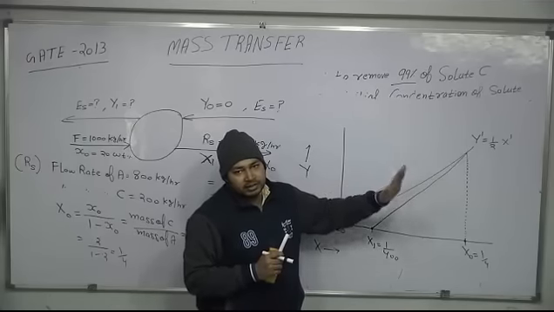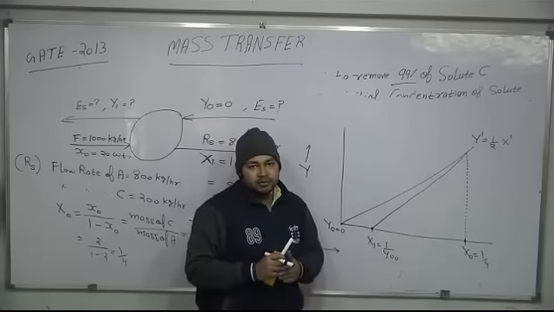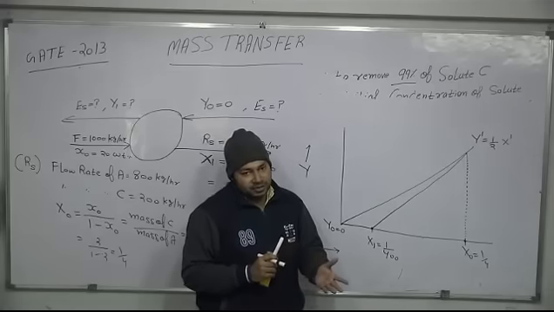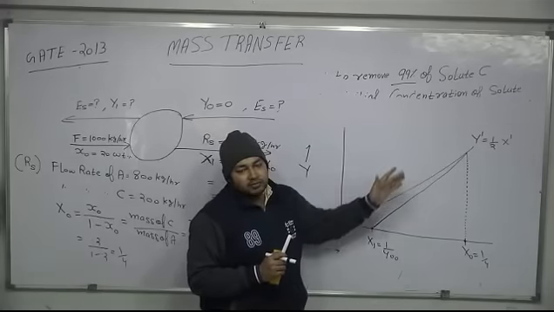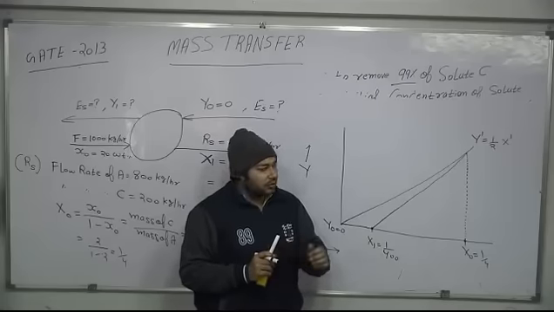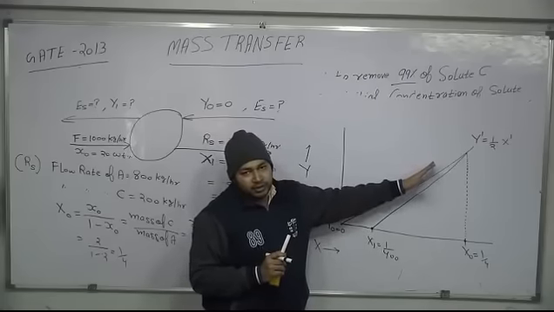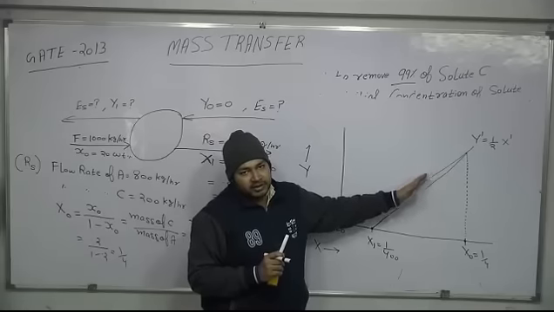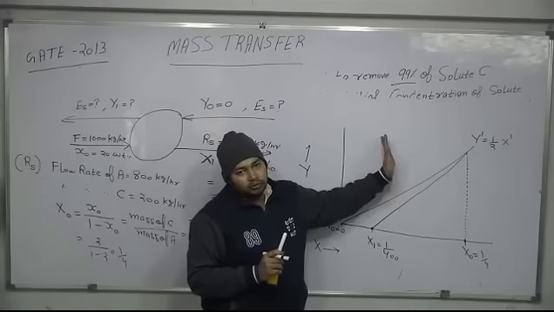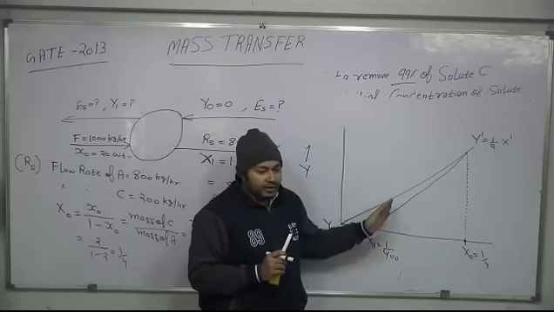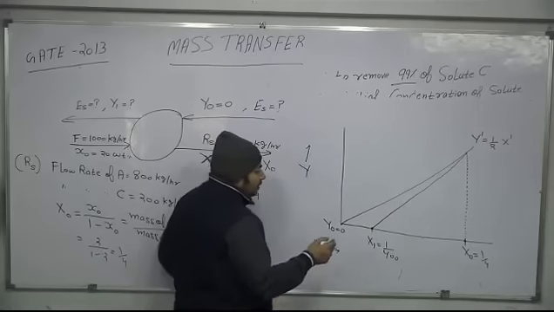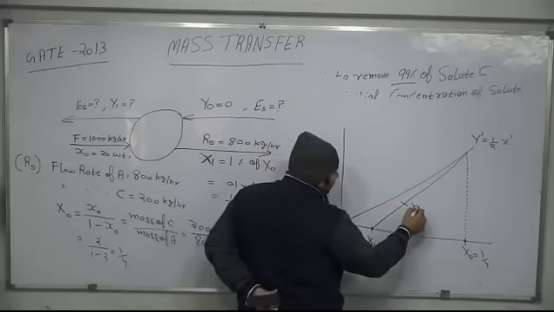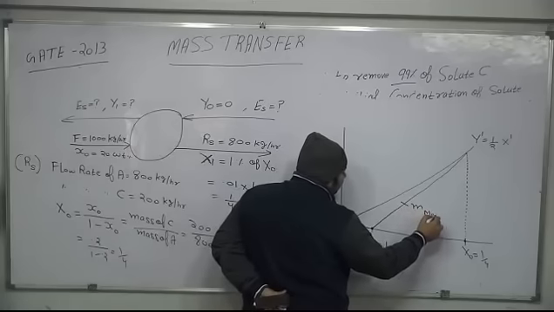We know that in mass transfer, equilibrium means maximum achievable separation. So crossing the equilibrium means you are achieving more than maximum, which is impossible. So this is the last point up to which the operating line can go. It cannot go beyond that. So this operating line is now having the maximum slope.